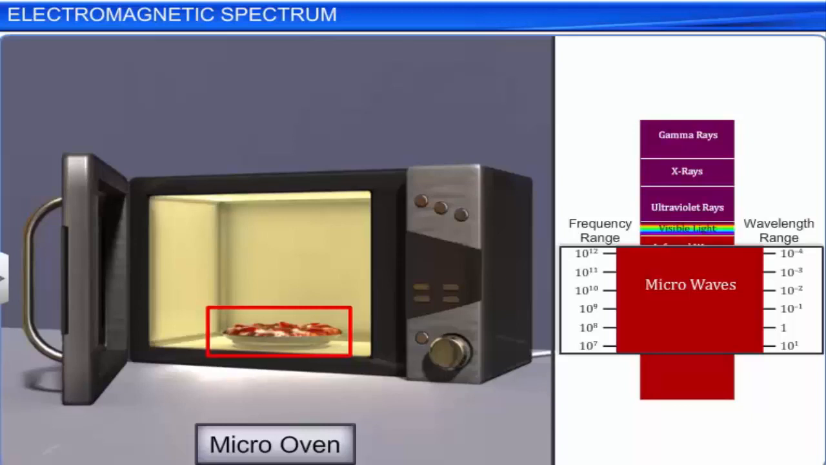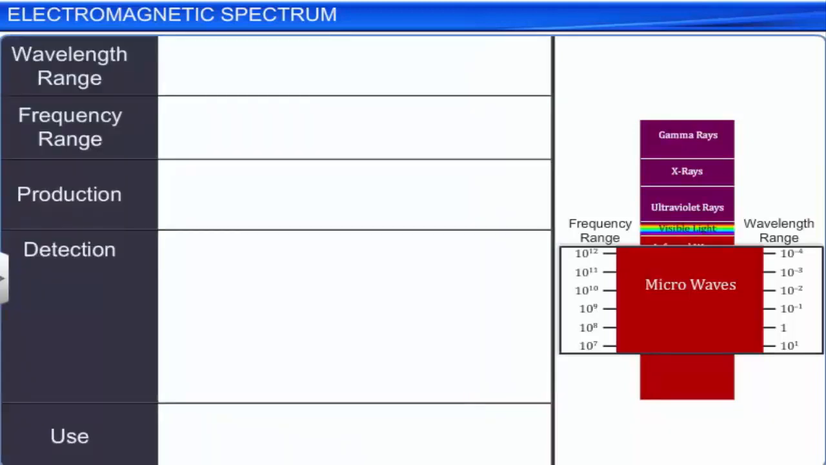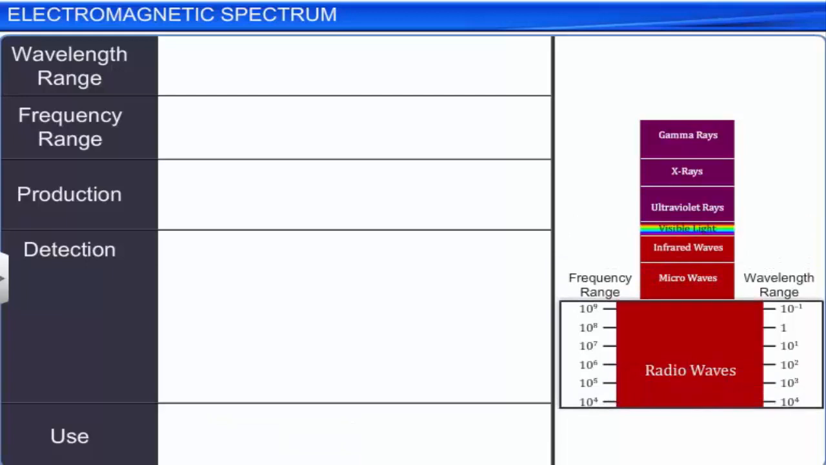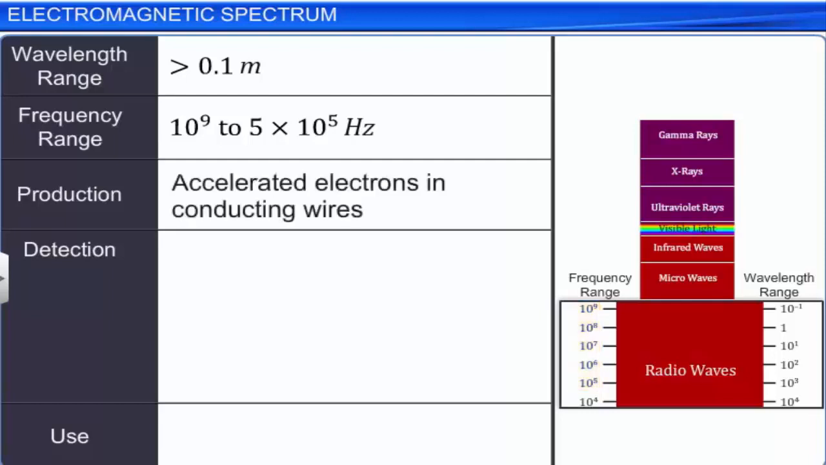Finally, we shall discuss radio waves. The wavelength of radio waves is greater than 0.1 meter. The frequency is in the range of 10^9 Hz to 5 × 10^5 Hz. Radio waves are produced by accelerated electrons in conducting wires. Radio waves can be detected by receiver aerials. These waves are used in radio, television broadcasting, and communication systems.